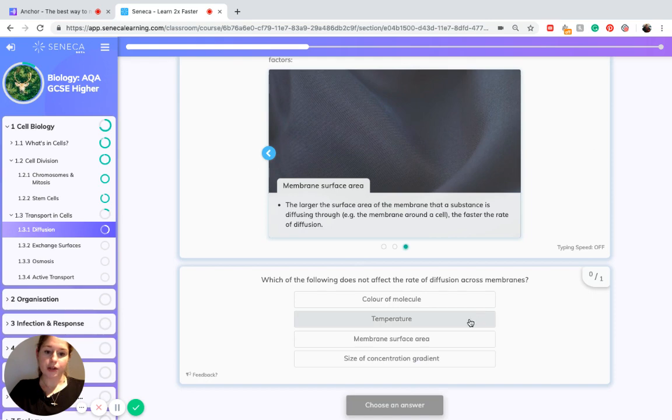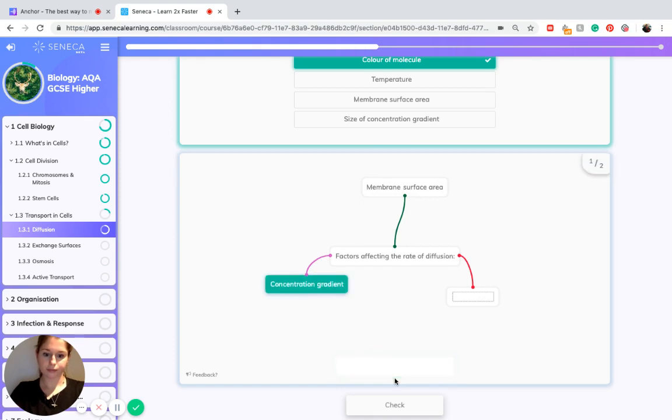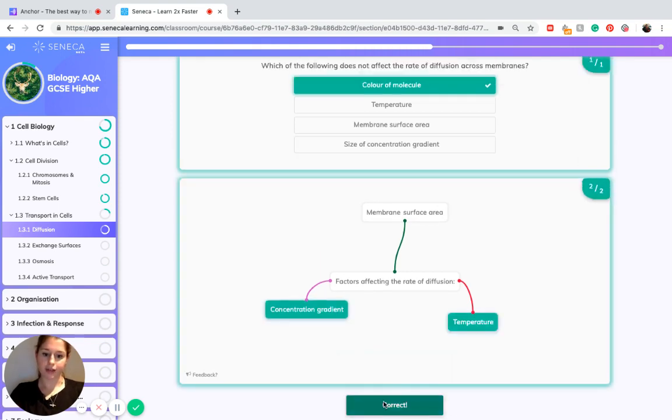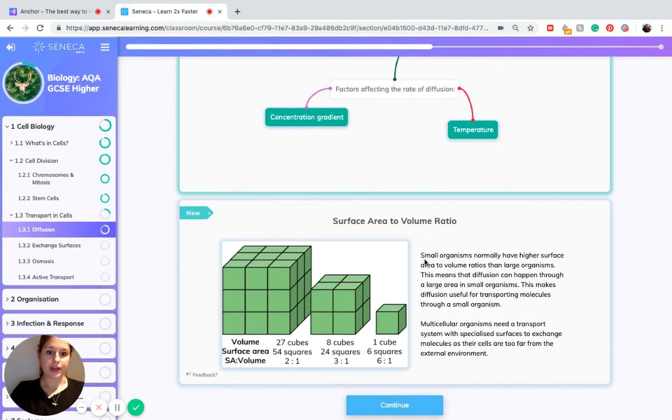So to recap, we know that the factors are temperature, membrane surface area, and the size of the concentration gradient. Just recapping that again. So surface area to volume ratio. Small organisms normally have higher surface area to volume ratios than large organisms. This means that diffusion can happen through a large area in small organisms. This makes diffusion useful for transporting molecules through a small organism.